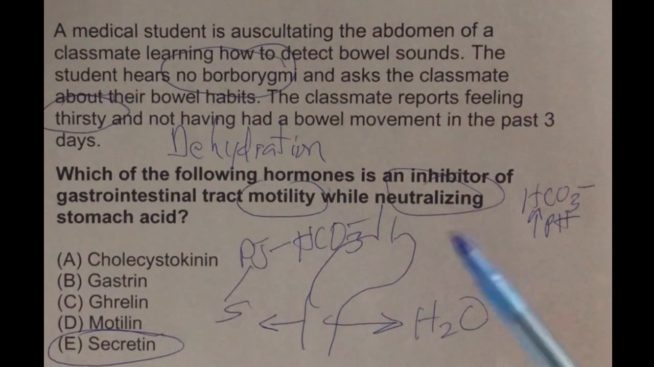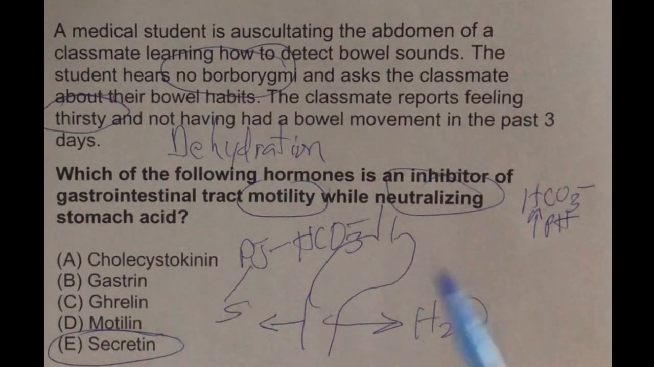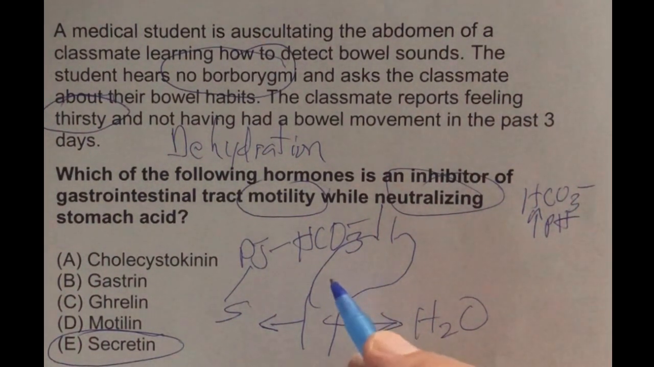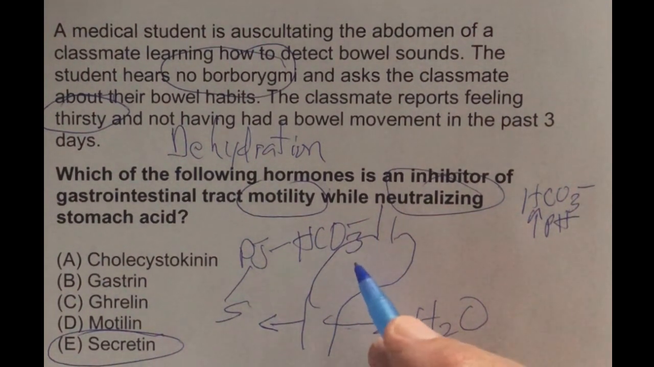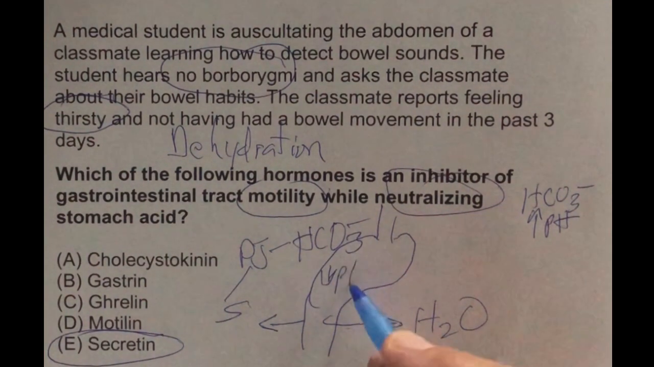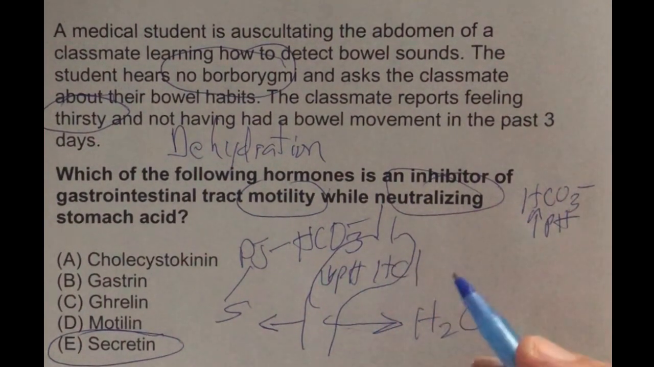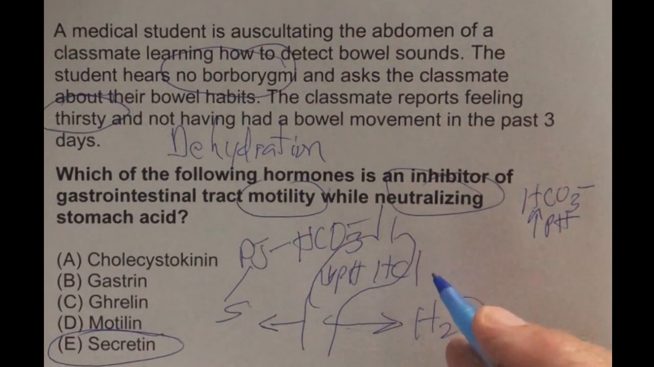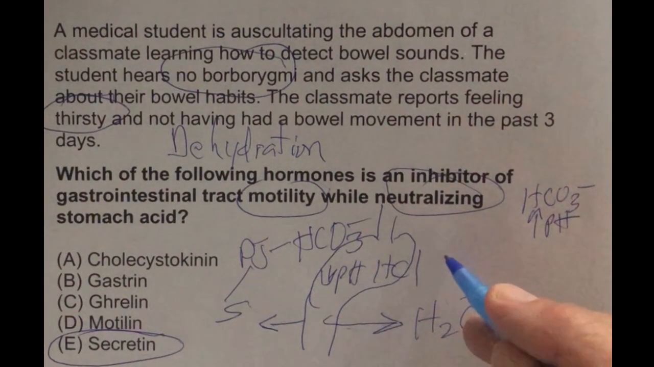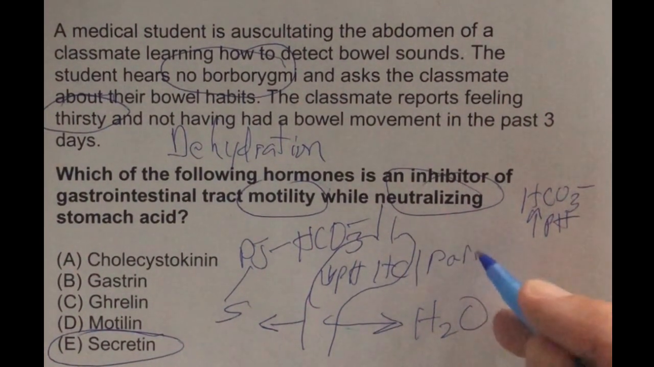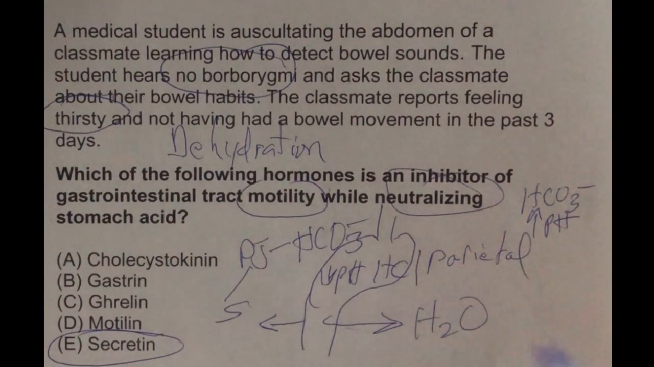Now, the other part of the question is, slow down motility. Does secretin slow down motility? Well, it actually does, and the reason, or the purpose behind that, is if we slow down motility, we'll get more chance to reabsorb water, and there will also be more chance to neutralize the acidic pH from the parietal cells in the stomach. In the fundus of the stomach, we have parietal cells making what? HCl.